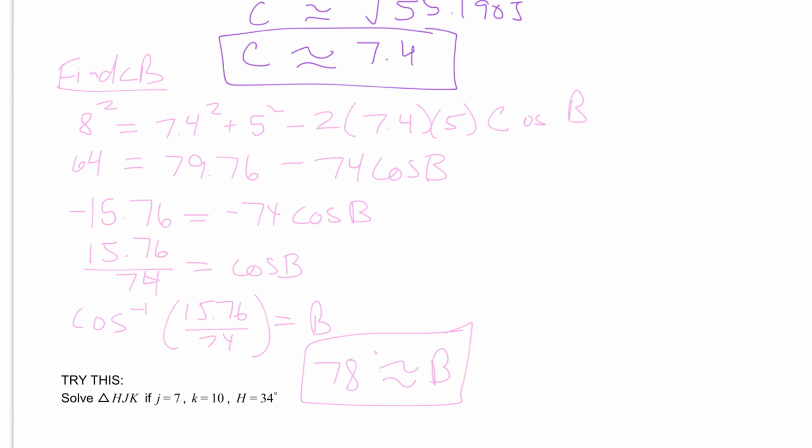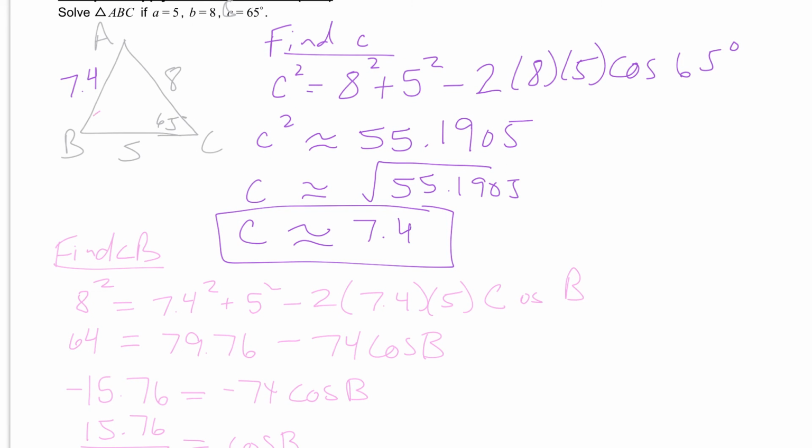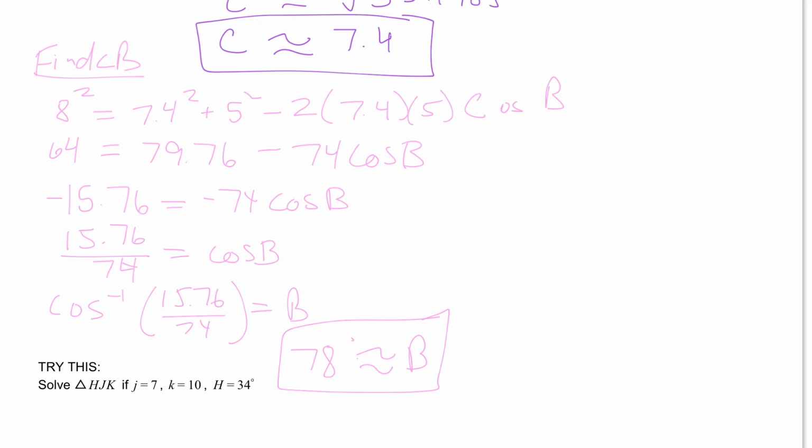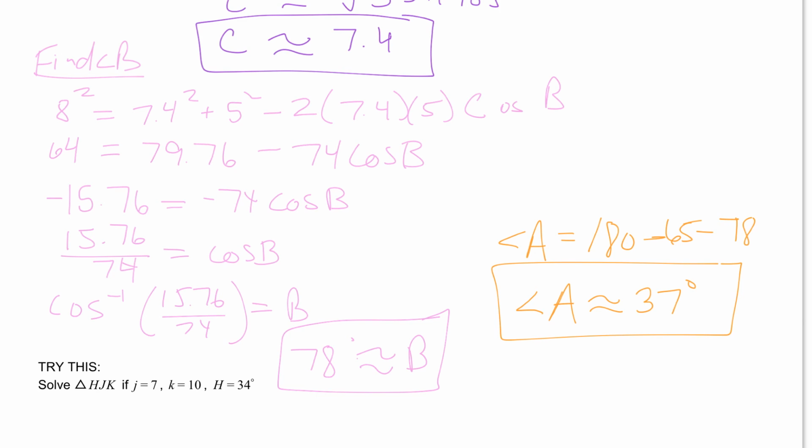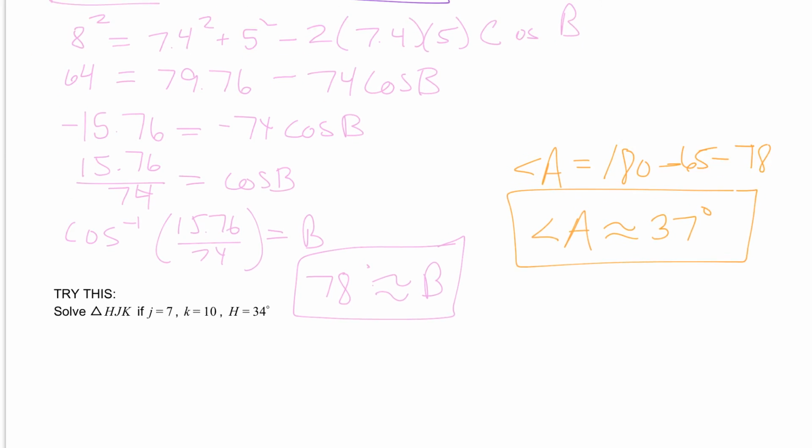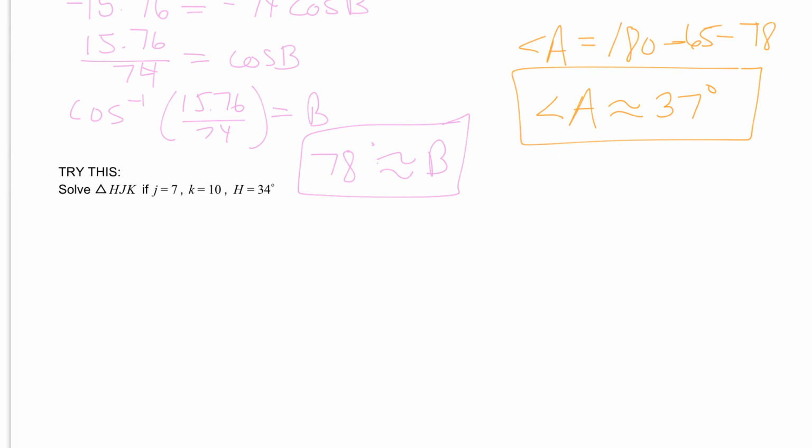Now, if we go back and take a look at our triangle and put that in, we know B is 78 degrees. The only thing we have left to solve is angle A. If we have B and we have C, we can find angle A by just subtracting from 180. So angle A is going to be approximately 180 minus 65 minus 78, so angle A is approximately 37 degrees. If you have any questions, let me know. Otherwise, go ahead to the try this and pause it now and unpause it when you're ready to check your answer.